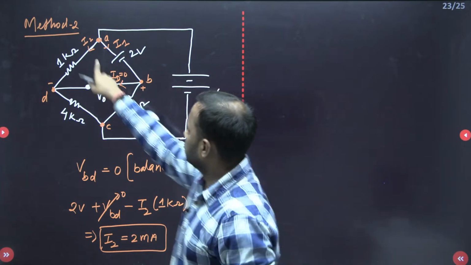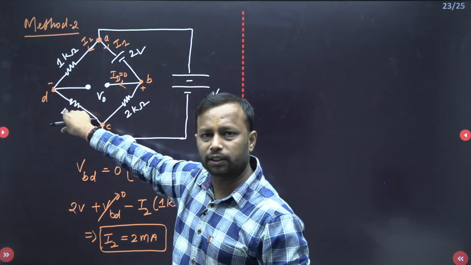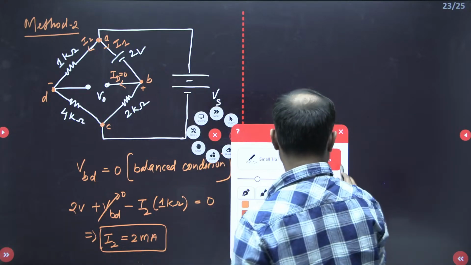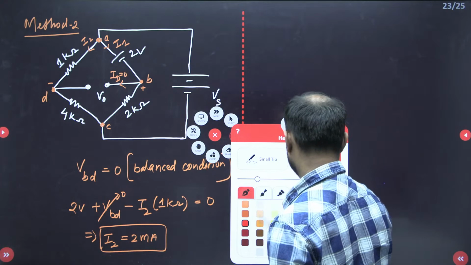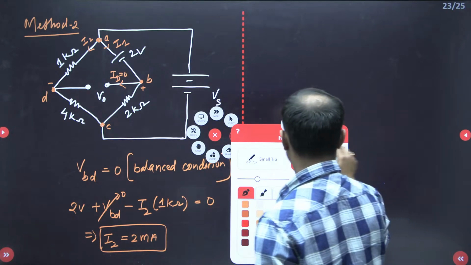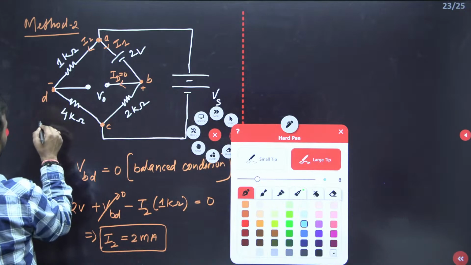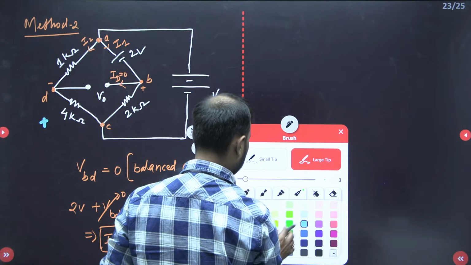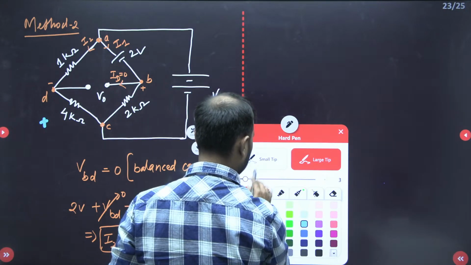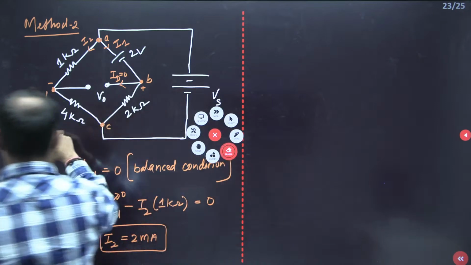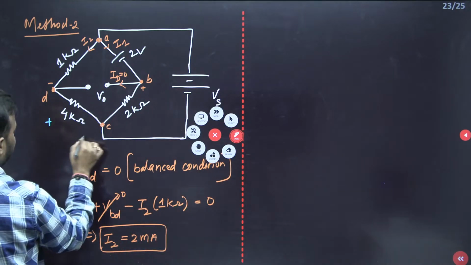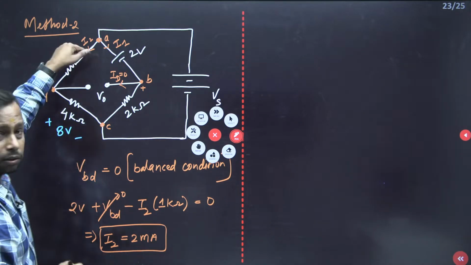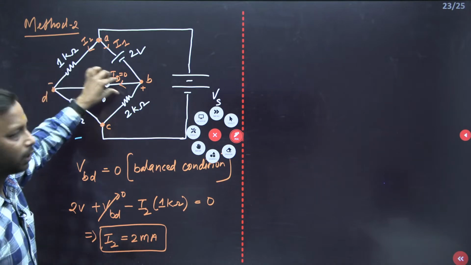Now see, the 2 milliampere is flowing in this 4 kilo ohm resistor. So what is the voltage drop, my friend? What is the voltage drop here? So the voltage drop here will be plus minus. So 2 milliampere times 4 kilo ohm, it will be 8 volt. Right? Because the same current will flow here because the bridge is balanced.